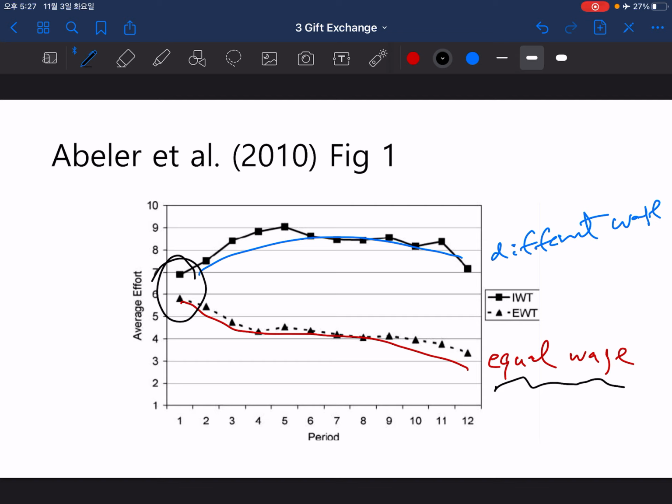So therefore, we can see that the employee who put in higher effort in the previous round now feels it is unfair. So he's going to put in lower effort, and so on. As we can see, average effort is decreasing as we go to later rounds. So this is a bad effect coming from equal wage for everyone.